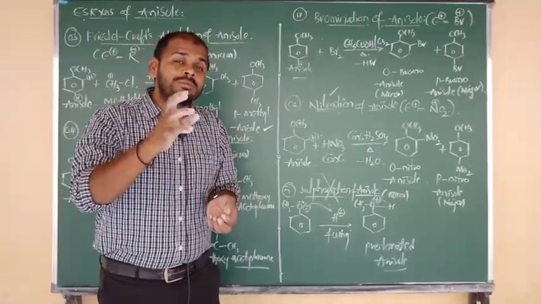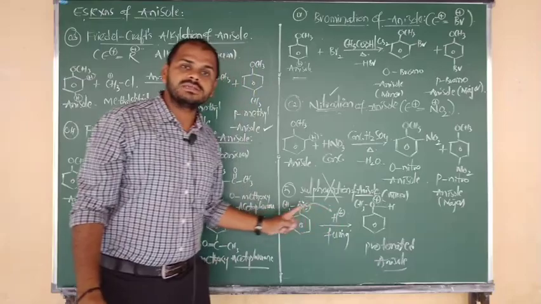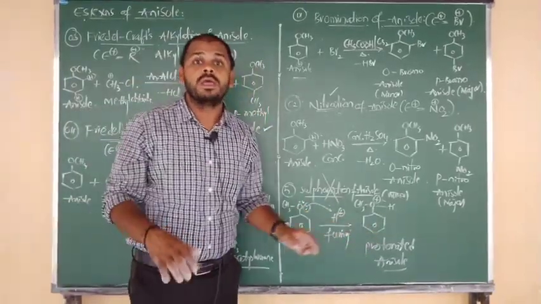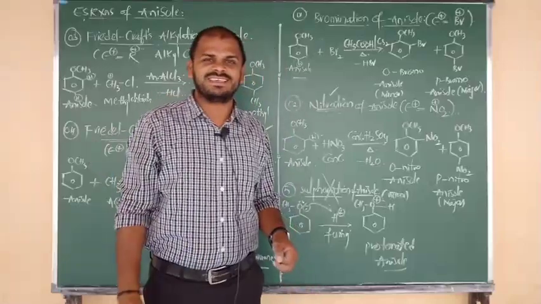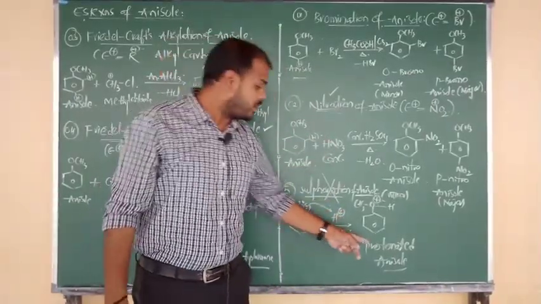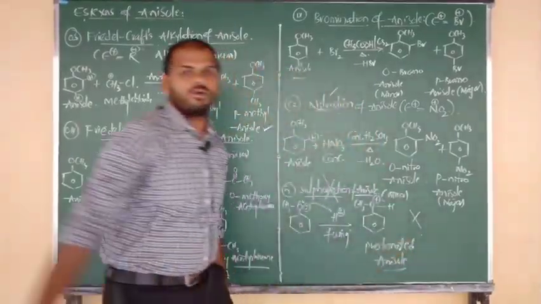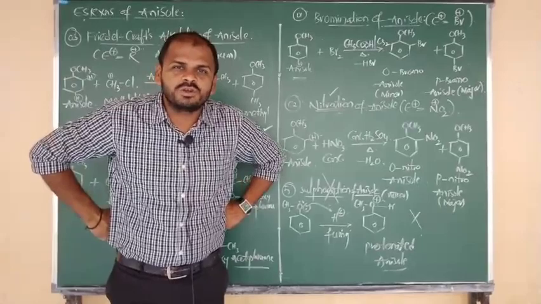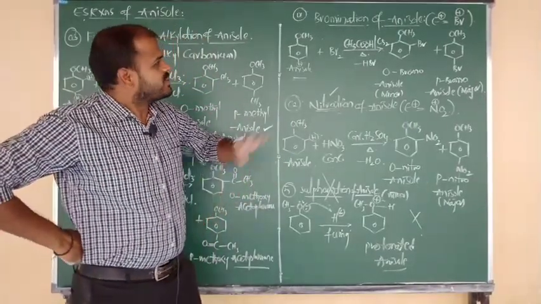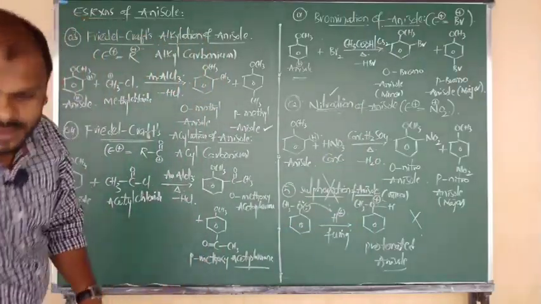Sulfonation means the reaction should take place with fuming sulfuric acid, but that fuming sulfuric acid reacts with anisole and changes it into protonated anisole instead of benzene sulfonic acid. Instead of the sulfonation product, here you are getting protonated anisole. Such protonated anisole does not undergo electrophilic substitution reactions. I hope you understand. So all 5 types of electrophilic substitution reactions are over.